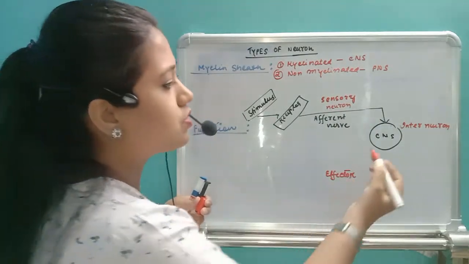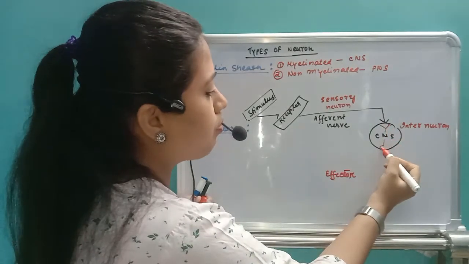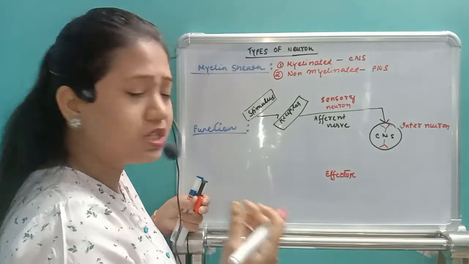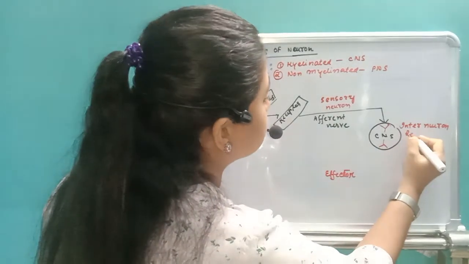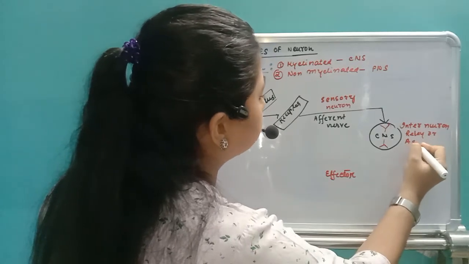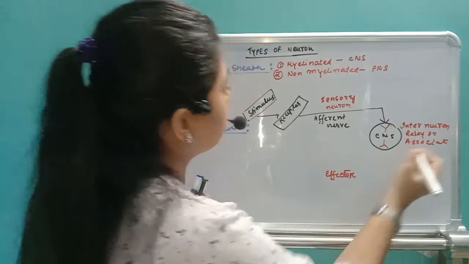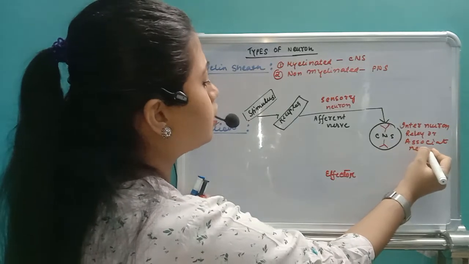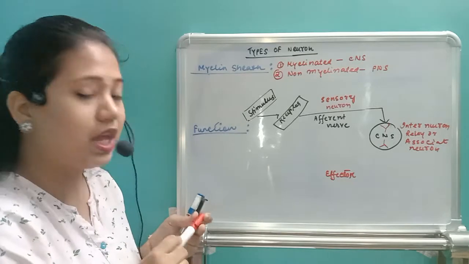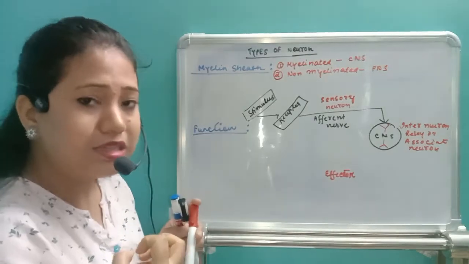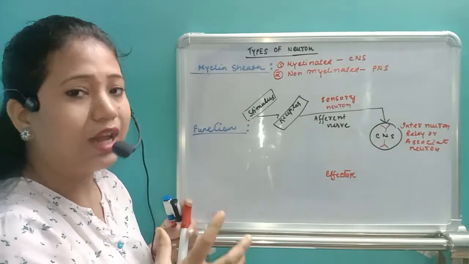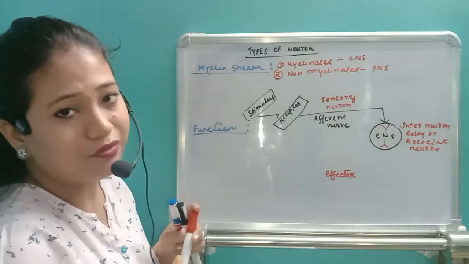Now the central nervous system is going to have some type of neuron also, that will be called interneurons, or you can call them relay neurons, or associative neurons. So these are the neurons which are present in the central nervous system itself, which are able to receive the sense or the stimulus from the sensory neuron via a nerve. That nerve is called the afferent nerve.